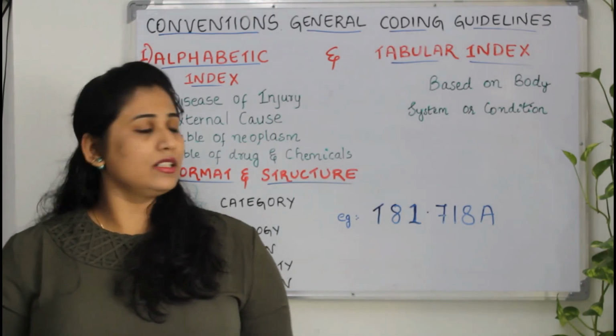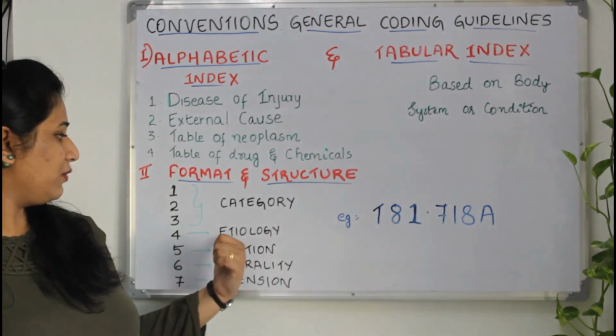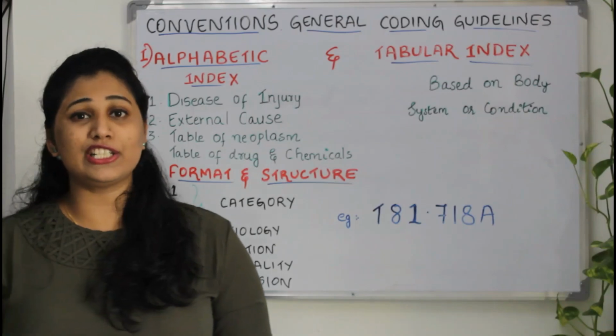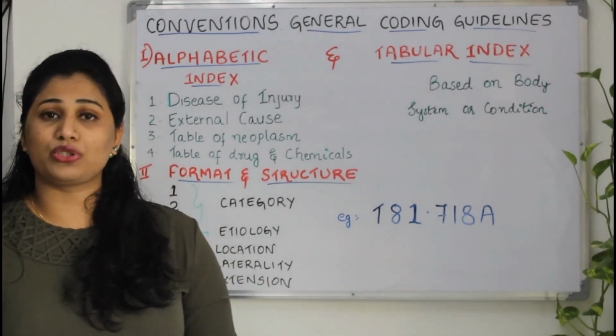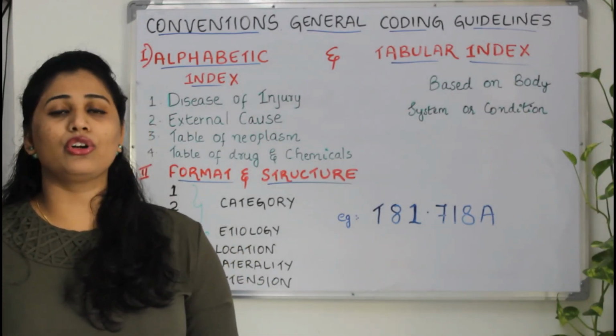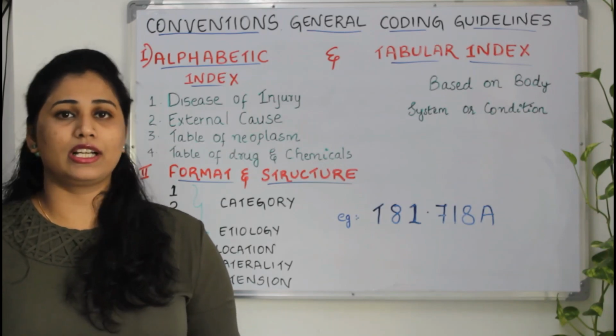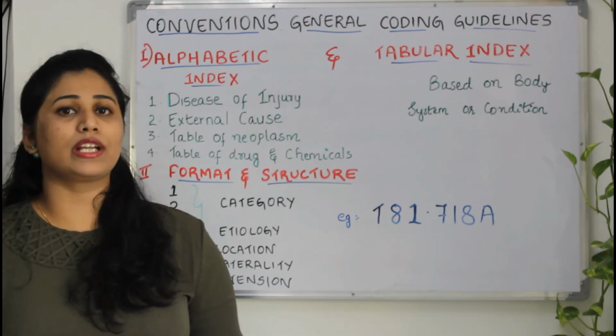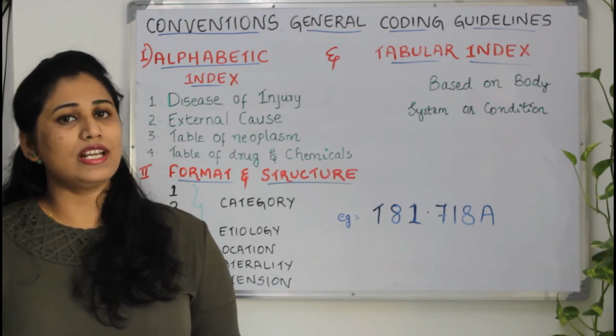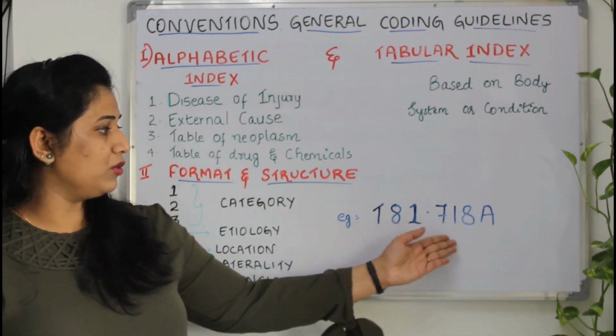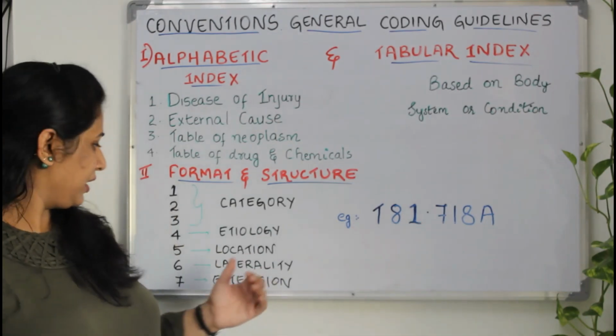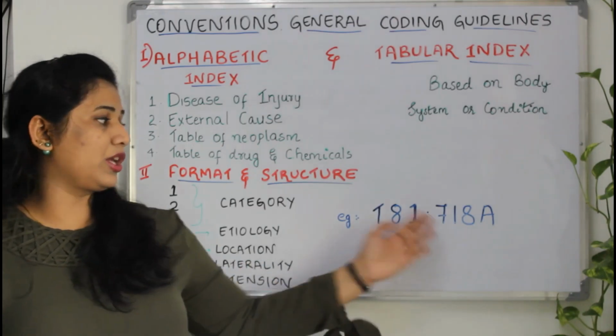Then comes the 4th place. The 4th place is the etiology. What is etiology? Etiology means the causative factor, or because of what the condition has happened or how the condition has happened. That is what is called etiology. So in the 4th place the etiology comes. Then the 5th place is the location.